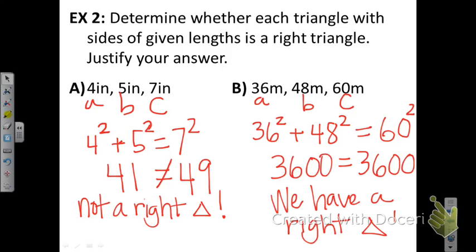Yes, you can. I wrote, we have a right triangle. Could you just say right triangle? Yeah. Okay, good. All right, we're going to try a couple of these before we move on.